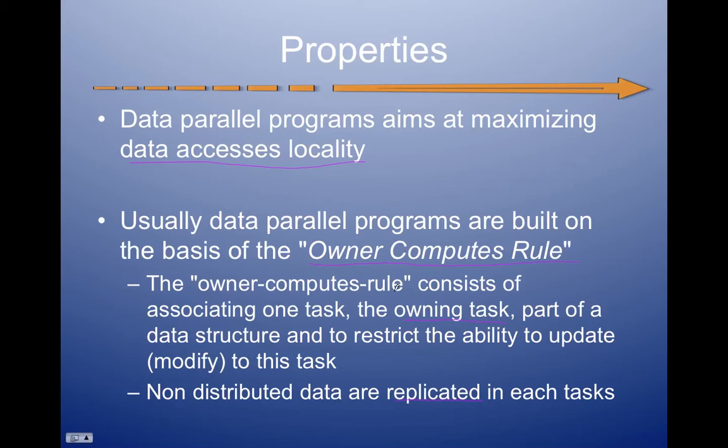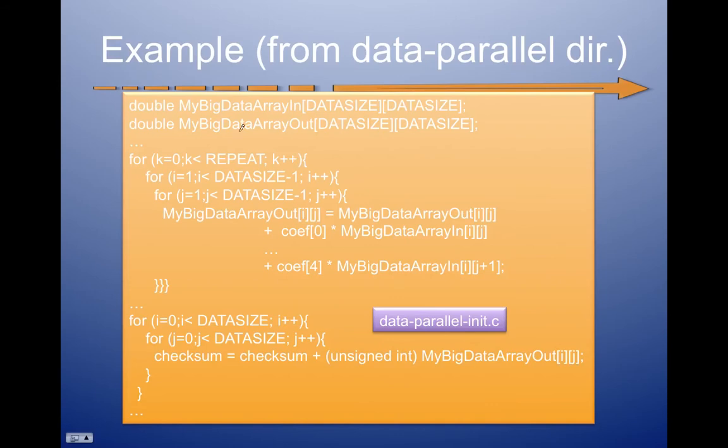Let's look at a concrete example. We have a code here that is computing some data over two arrays, my big data array out and my big data array in, and some coefficients. This is a stencil computation.